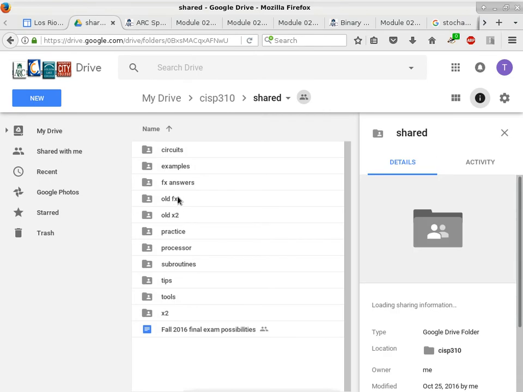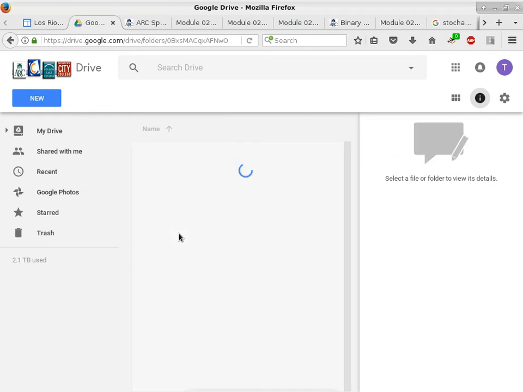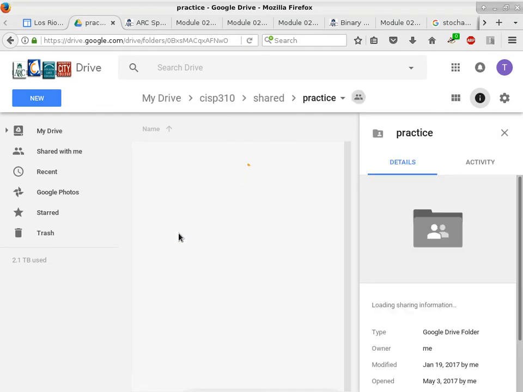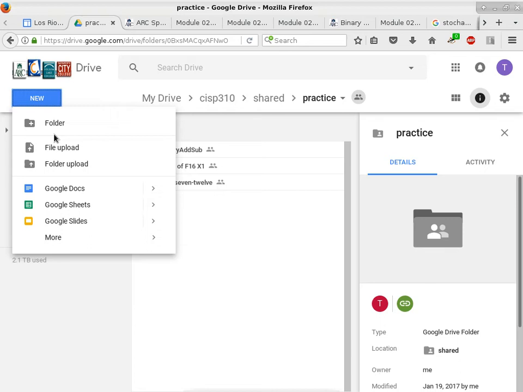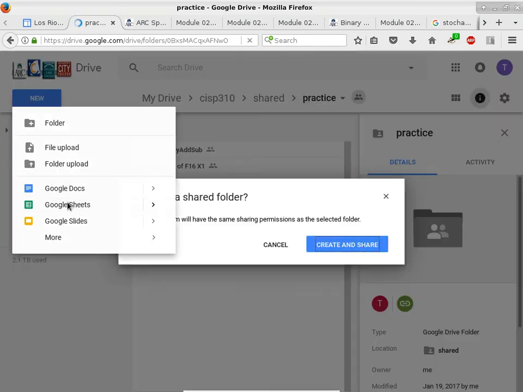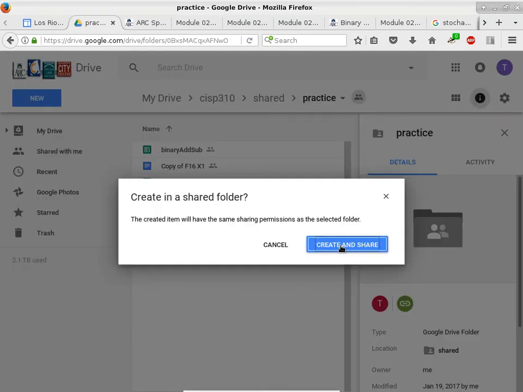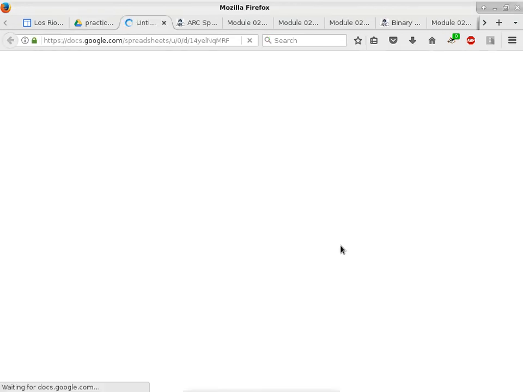And you can see in this folder we have got old exams and stuff like that, but I'll put it under practice. So just remember the subtractor spreadsheet is under practice. And well, I'm still recording, so in case you forget, you can just roll to this particular frame and know exactly where to get it. And then we'll say new and Google Sheet. There we go. Create and share. Yes. Okay.